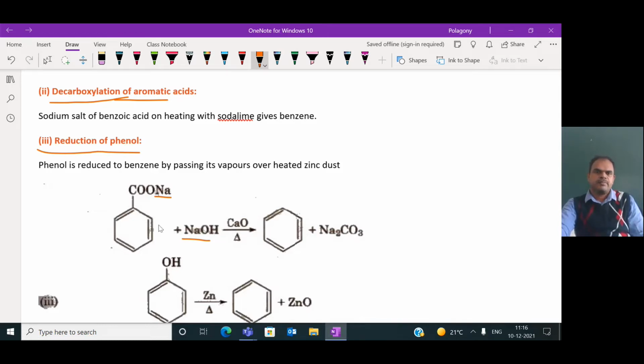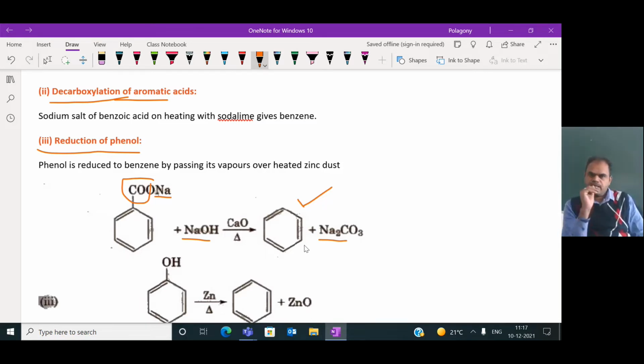In the presence of soda lime, the sodium benzoate salt upon heating gives benzene and sodium carbonate. This process is said to be decarboxylation because carbon dioxide is eliminated or removed from this reaction. So in the presence of calcium oxide and sodium hydroxide upon heating, we can get the benzene structure. This is simply the decarboxylation reaction of benzoic acid. The sodium salt of benzoic acid upon heating with soda lime gives benzene.